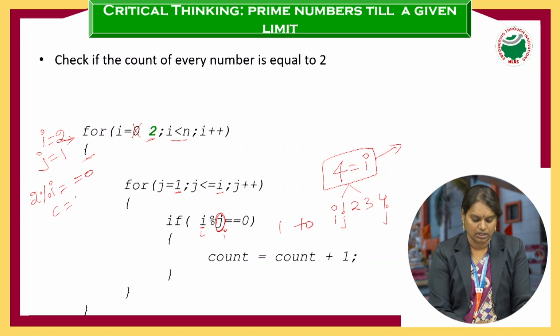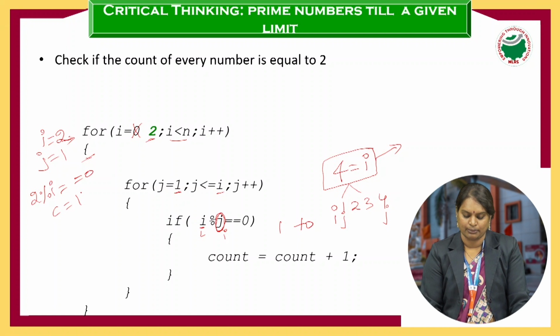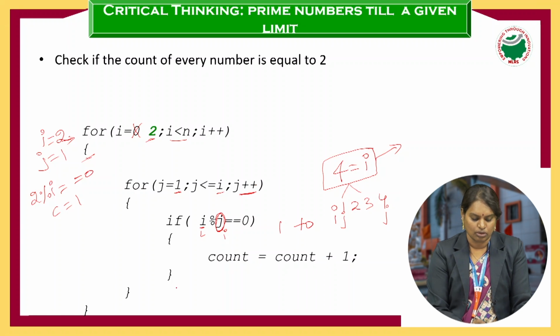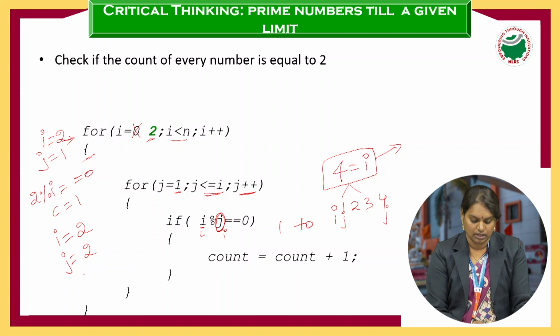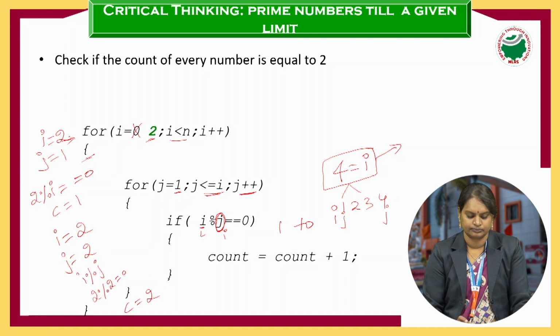As count gets incremented, now count will become 2. Then what happens? Then the inner for loop gets incremented, that means J plus plus. This action happens. So your I is as it is, 2 only, but your J became 2 now. 2 is less than or equal to I, condition satisfied. When the condition is satisfied, the J for loop gets initiated and your I percentile J will happen. What is your I percentile J now? 2 percentile 2, which is anyway equal to 0.